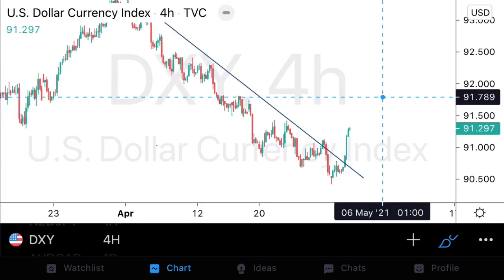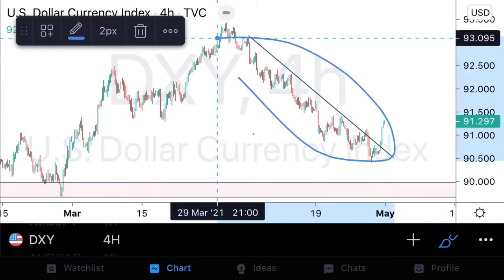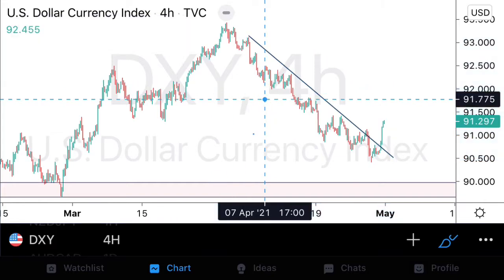Nonetheless, guys, we have broken the trend line to the upside, and considering this trend that we do see here being violated to the upside, guys, we're going to be going into next week with a bullish bias on the DXY, obviously looking for some bullish price action.